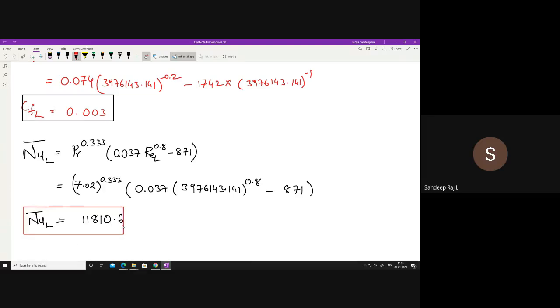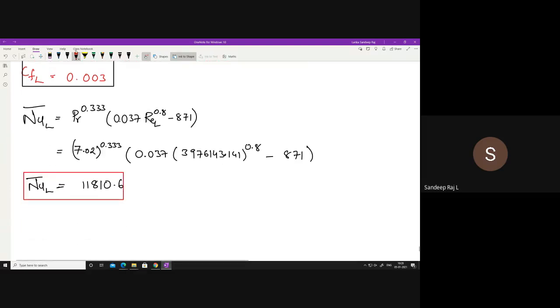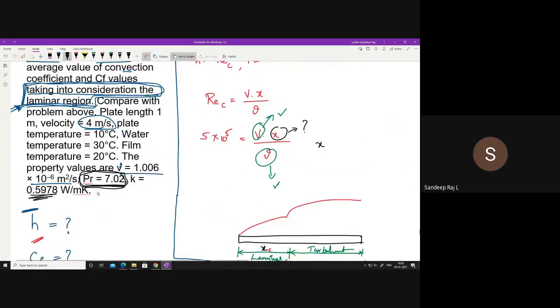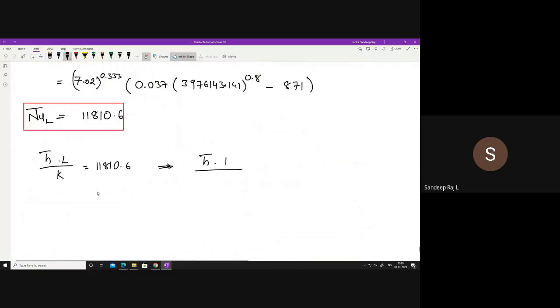Using this, let's calculate the h bar now. The h bar into the L by k is equal to 11810.6. So this will imply the h bar into the L value is 1. The k value is given in the question. Basically, you have to get it from the data book. In this question, he has given it to you in the question itself.